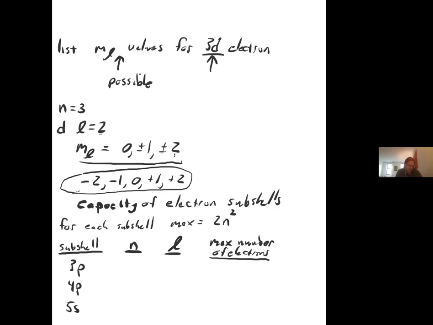Okay, so let's go through it. 3p, that means n equals 3. SPDF, so L is equal to 1, right? 0, 1, 2, 3. 4p, n is equal to 4. It's a p again, so that's a 1. 5s, n equals 5. Remember, it's SPDF, so 0, 1, 2, 3, so that's a 0. Okay, that's easy. Now let's just use 2n squared.